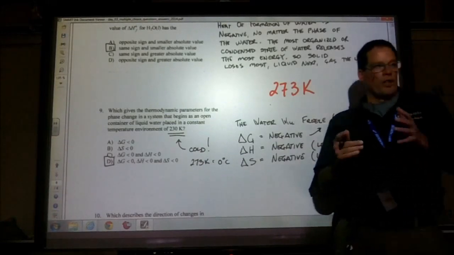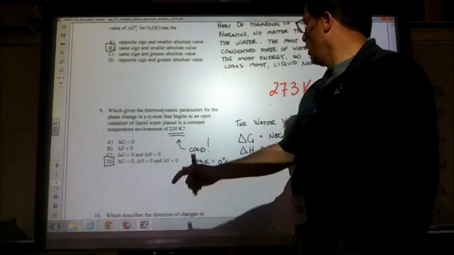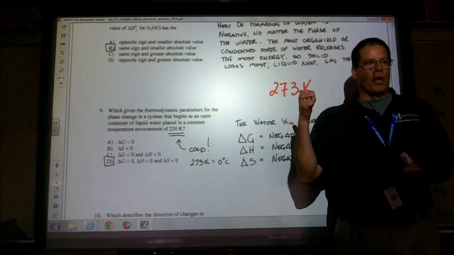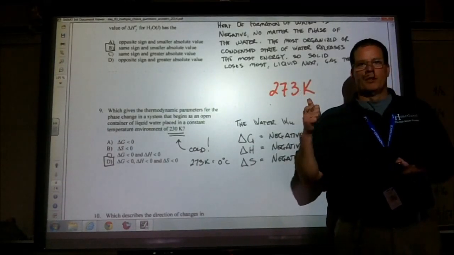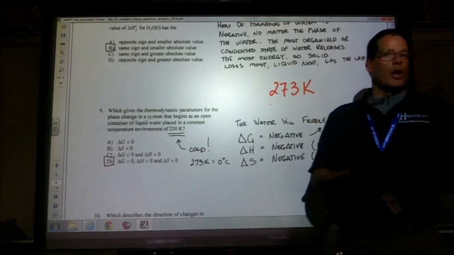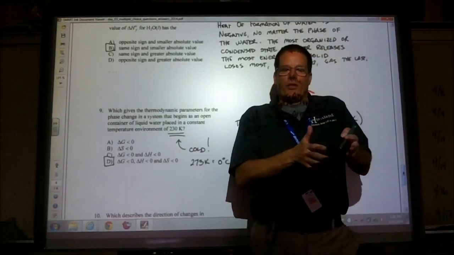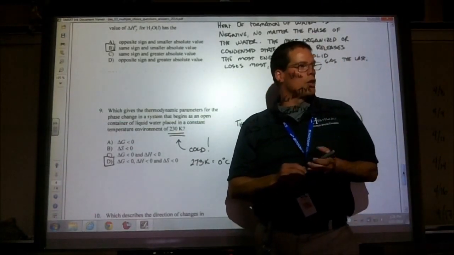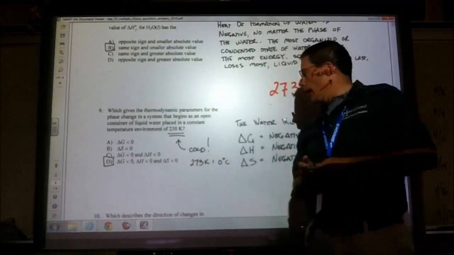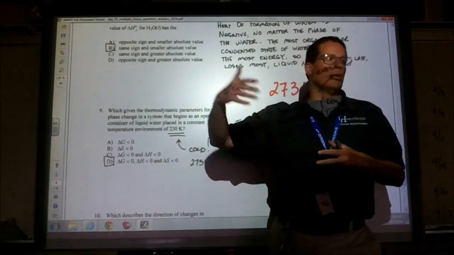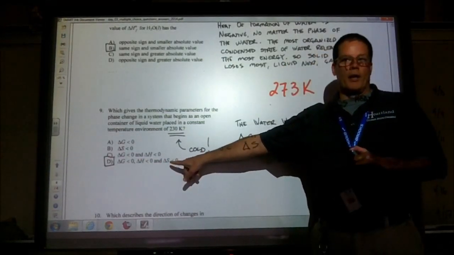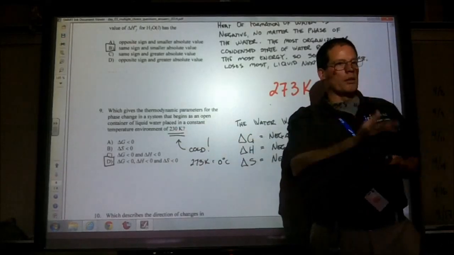So if I take a container of water and I expose it to this temperature of 230, what's it going to do? It's going to freeze. Is it going to gain or lose energy? It's going to lose the energy. Is it going to be spontaneous? Is it going to freeze if I just put it in that 230 environment? Oh yeah, so delta G should be negative. And delta H is negative because it loses energy. And delta S is also negative because it's becoming a solid.